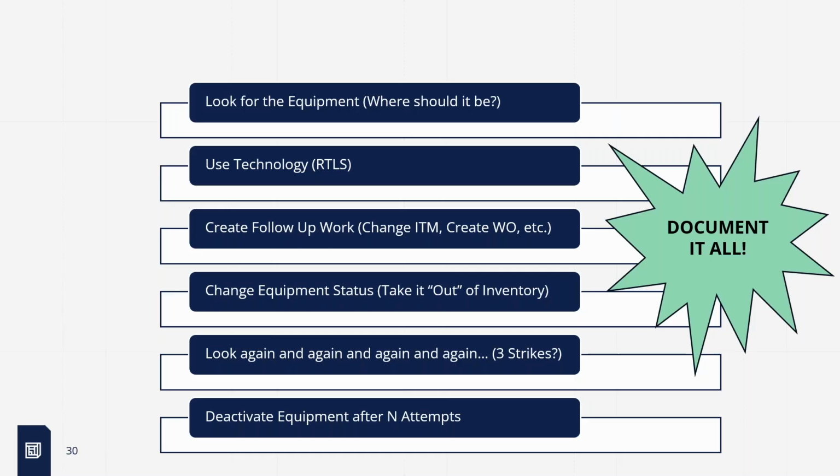So, look, again and again. That's actually four strikes, but what's your policy? Is it three strikes? Is it a cycle? How many times are you looking for it before you officially quit looking for it? Do you take it out of your inventory when you start looking for it? There are two states of being in your inventory: we think it's still here, and then we're not looking for it anymore. But you still might find it somewhere four years later. And then deactivate it, whatever your methodology for deactivating is.